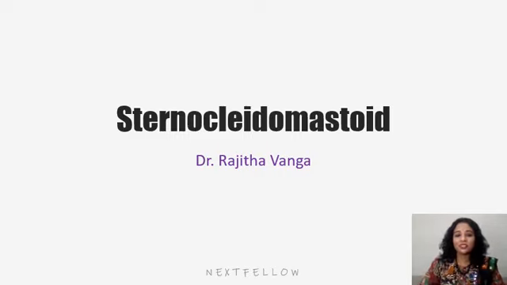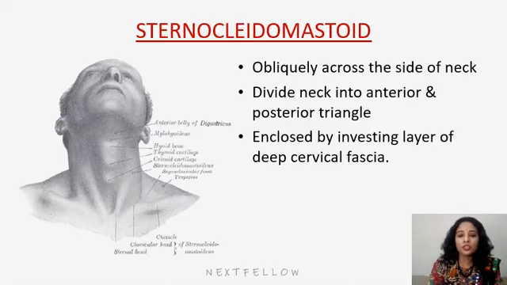Hello everyone, today's topic is the sternocleidomastoid muscle, which is an important muscle in the neck. It is a key muscle because it divides the neck into anterior and posterior triangles. Let's see the muscle in detail. Sternocleidomastoid is present obliquely in the neck and divides the neck into the anterior triangle and posterior triangle, and it is enclosed by the deep cervical fascia.